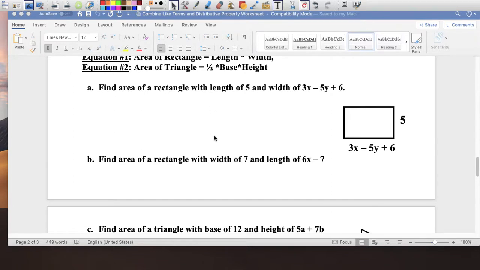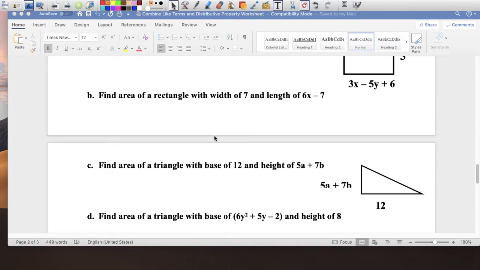Again, this is another rectangle. Find the area of the rectangle. Width is 7, length is 6x minus 7. So again, the area equals one side times the other. 7 times 6x, they're both positive, so it's 42x. Positive times a negative is a negative, and 7 times 7 is 49, so the area is that much.